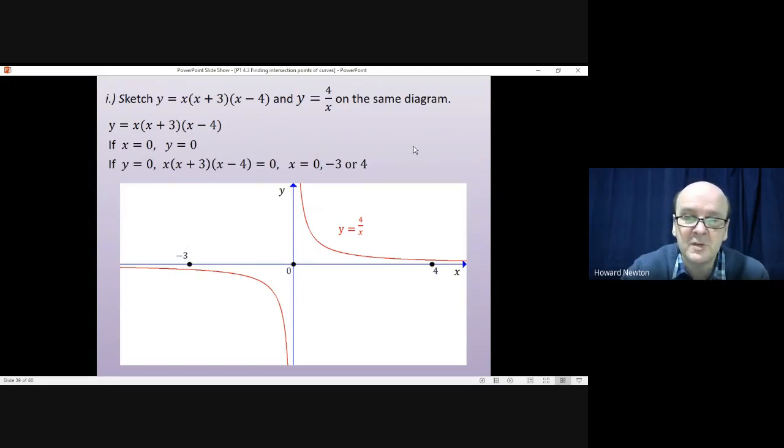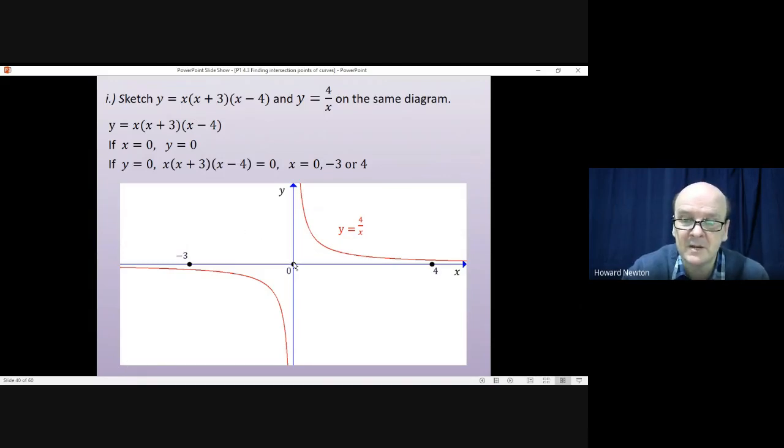The second solution will be minus 3, and the third solution will be plus 4. So those three crossing points on the axes are here at minus 3, at the origin, and plus 4 on the x-axis. It's a right way up cubic curve. If we multiplied out the brackets, we'd have plus 1x cubed. So it's going to start down here. It'll head up.